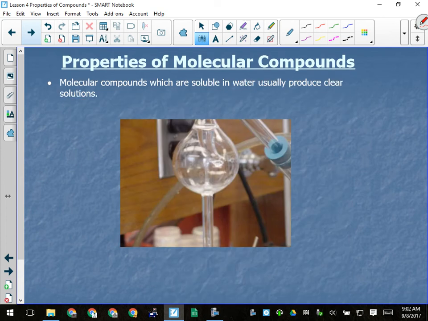Now, molecular compounds do not create brightly colored solutions because molecular compounds typically are not all that brightly colored. Like sugar, even though it's a crystalline solid, is just kind of white to clear. Alcohol is clear. Even cooking oil is not really brightly colored. It's kind of a pale yellow. They make typically clear solutions if they're soluble. Cooking oil obviously isn't soluble.